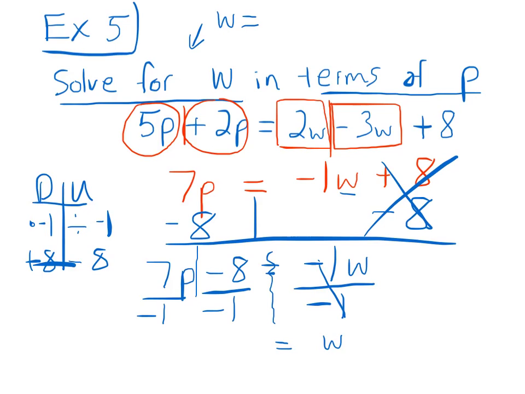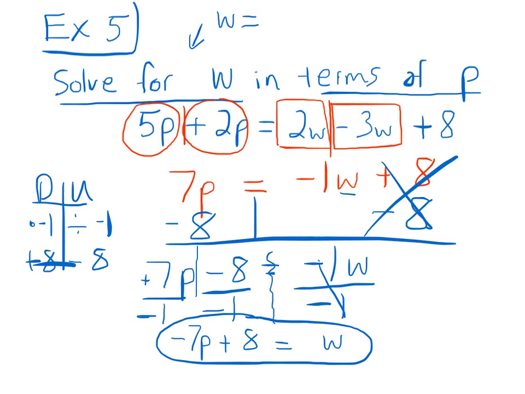Okay, and then if I look over here, a +7p divided by a -1 is going to get me, a positive divided by a negative, I'm going to make that positive that way I don't confuse it, will get me a -7p. And then a -8 divided by -1 will get me a +8. So I'm going to write +8. Okay, I just solved for w. I have w all by itself. Okay, that is my final answer. w equals -7p plus 8.